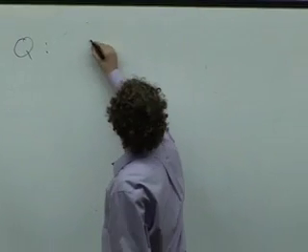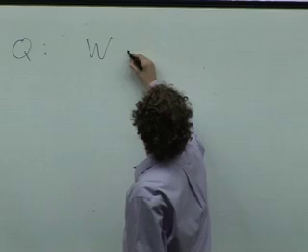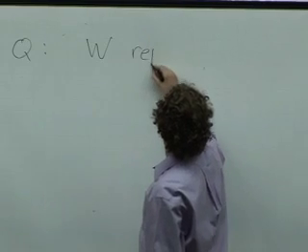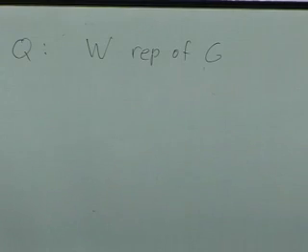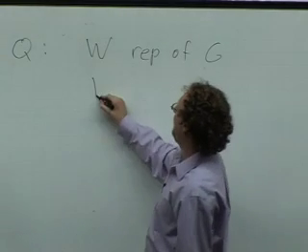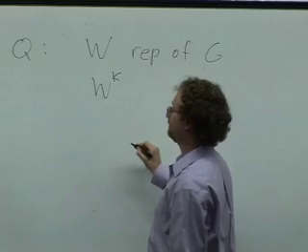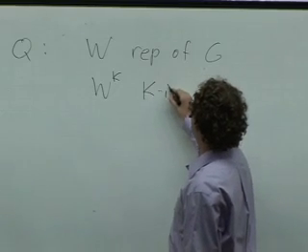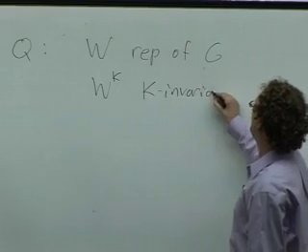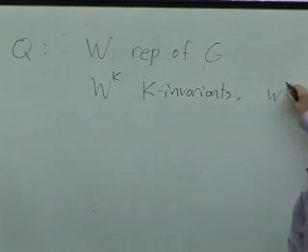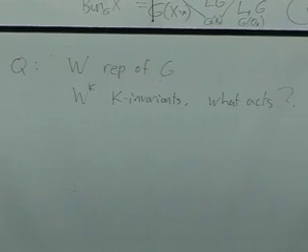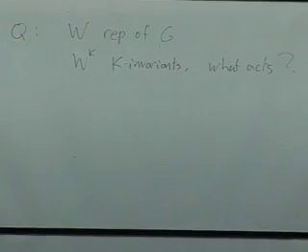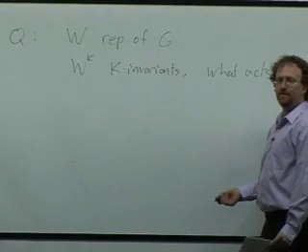If W is a representation of the group G, and I take the subspace of K invariants, I can ask what acts on the subspace of K invariants. The group G doesn't act anymore. Well, the group K acts, but it acts trivially.